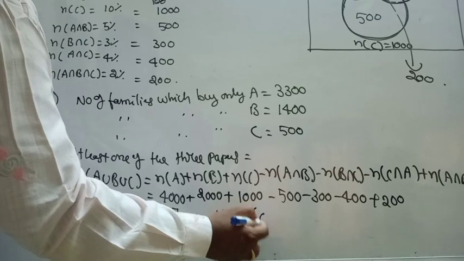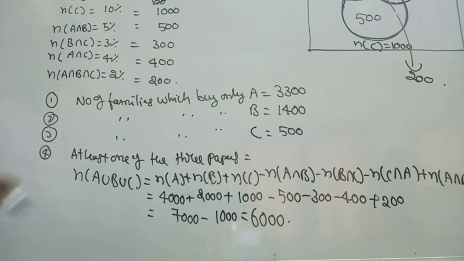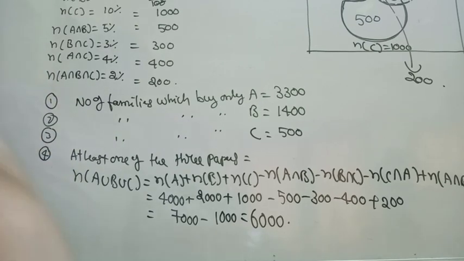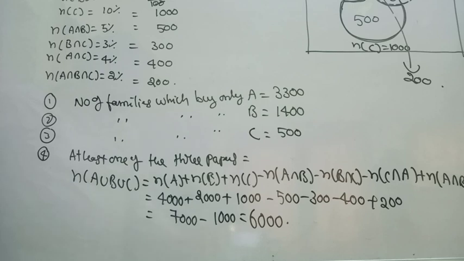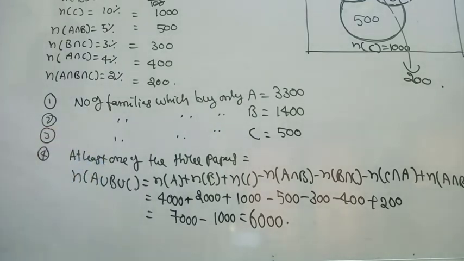That means you have got 6000 families who may read either A or B or C, anything. 6000 families will read. Now, the families which are not reading any paper.